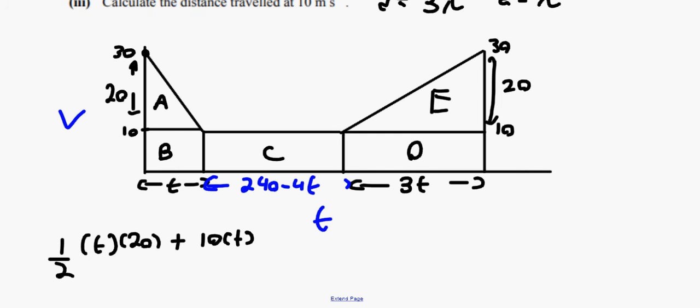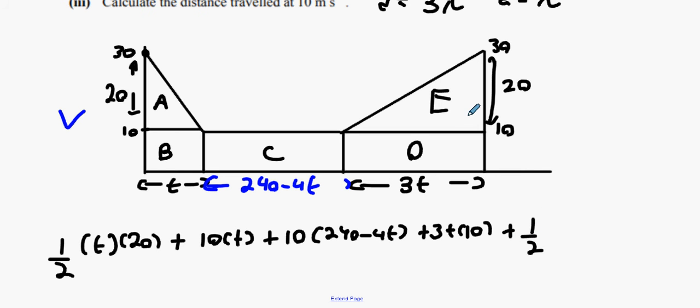What's the area of C? Anybody? Area of C? Yeah. 10 times 240 take away 4T. You just multiplied out, yeah, correct. Area of D? 3T times 10. And many people went down this route. Doing it this way, yeah. A couple of you there. Good man. And then finally, a half for E is a half 3T times 20. And you're going to multiply all these out.